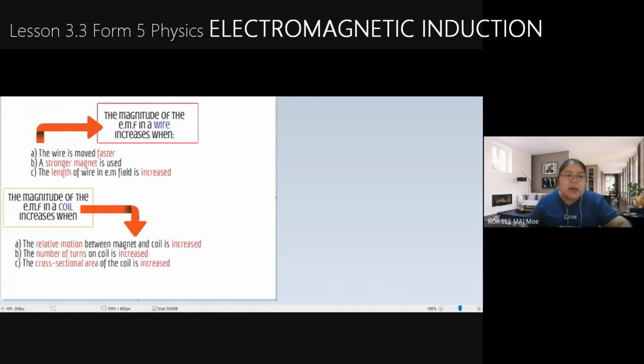Different things. Now the magnitude of the EMF in the coil increases when, now it's a coil and the magnet goes in, the relative motion between the magnet and the coil increases. It means you move the magnet in the coil faster. Number 2, the number of turns in the coil increases. Number 3, the cross-section area of the coil is increased. If your coil's cross-section area becomes bigger, then the wire turns must be more, because your area becomes bigger already. With more wire turns, when the magnet goes in, there will be more flux to cut.